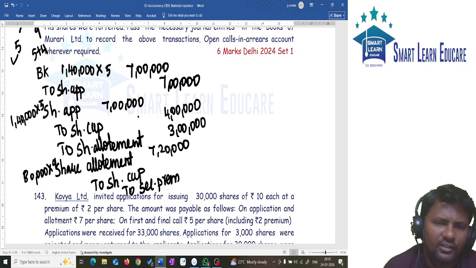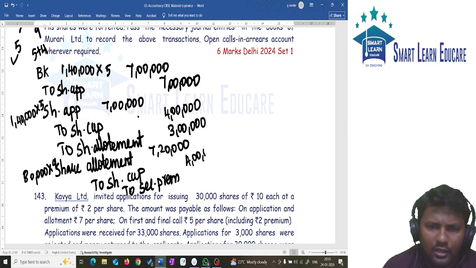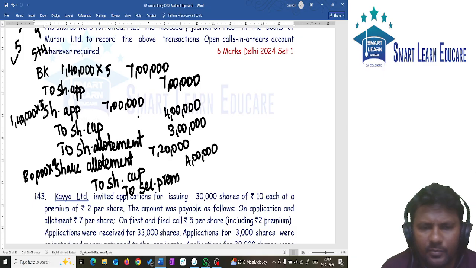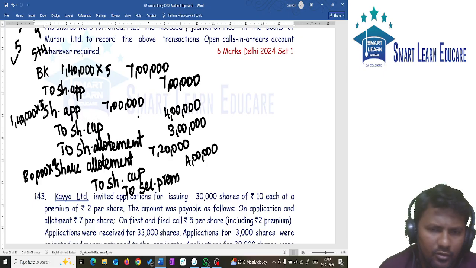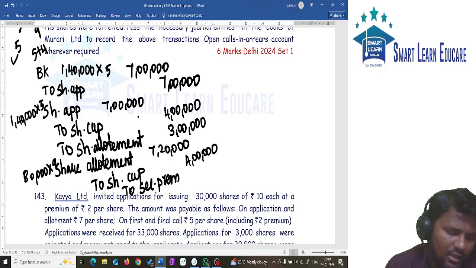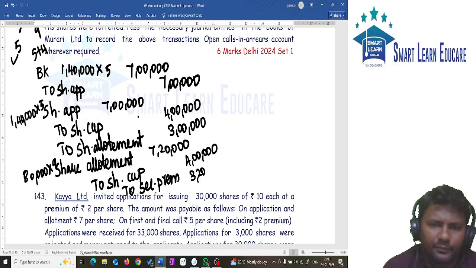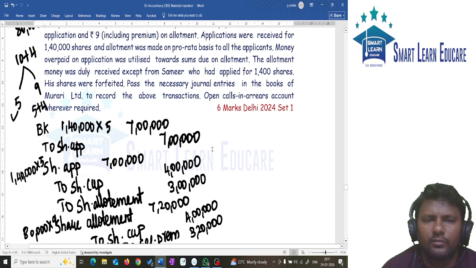Out of this 7 lakhs 20, to share capital how much should be transferred? We can transfer 80,000 into 5, which will give you 4 lakh. And to securities premium, how much is securities premium? 80,000 into 4 will give you 3 lakhs and 20,000. So application entry over, allotment entry is also over.